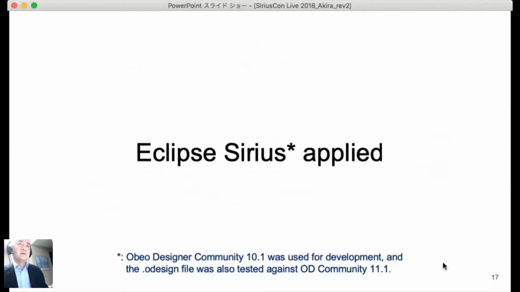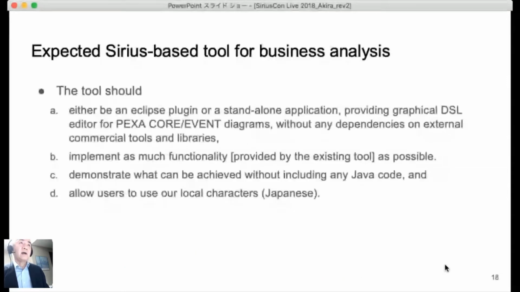The tool should be an Eclipse plugin or a standalone application providing a graphical DSL editor for this business analysis diagram, without any dependency on external commercial tools and libraries. It should implement as much functionality as possible. It should demonstrate what can be achieved without including any Java code. Sorry, I didn't want to write Java code here. And it should allow users to use local characters, Japanese language here.